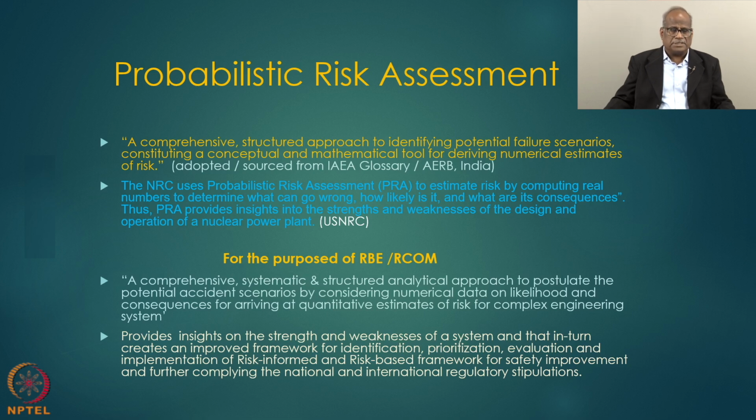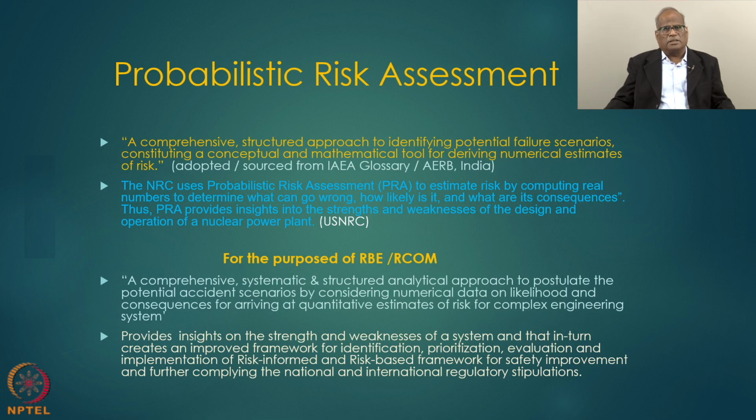So I will need your full attention to understand risk conscious operation management, because operation management is part of any industrial ecosystem or finance ecosystem or any system you can name. So the PRA definition is a comprehensive, structured approach to identify potential failure scenarios, constituting a conceptual and mathematical tool for deriving numerical estimates of risk. So what you understand from here is, we start building a model from individual components towards giving an estimate of risk. Okay, so there are many definitions. This definition I have picked up from the IAEA glossary.